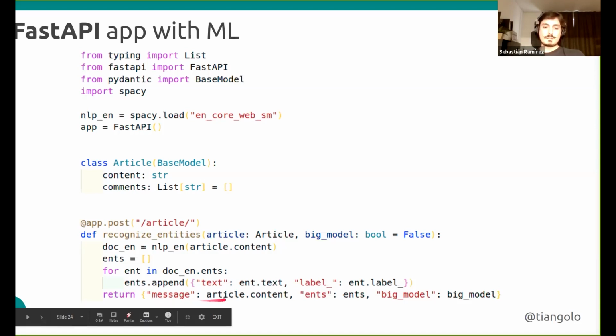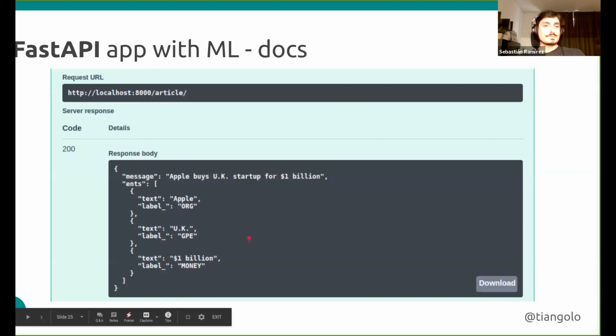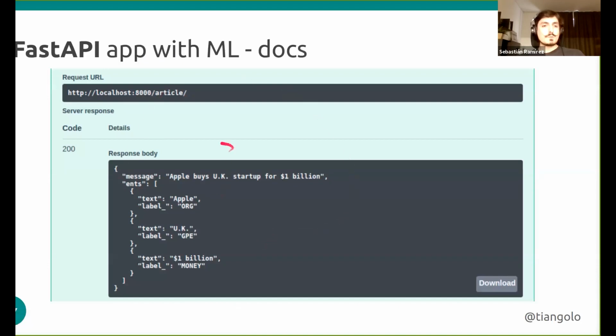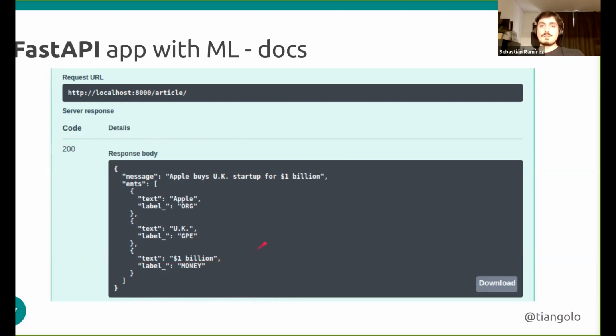The message contains the content of the article, and the entities contain the entities that we detected. Big model is just sending the same big model parameter that we received. So this is quite simple and quite straightforward. And if we interact with that and we send the data with our documentation user interface, we will receive the data that we are declaring. We can interact with it live and check directly in the browser if everything is working correctly.